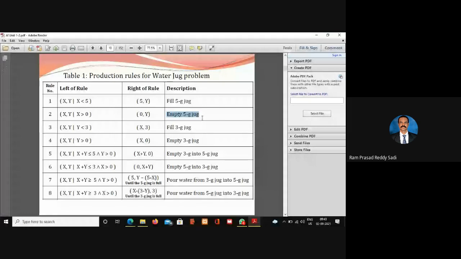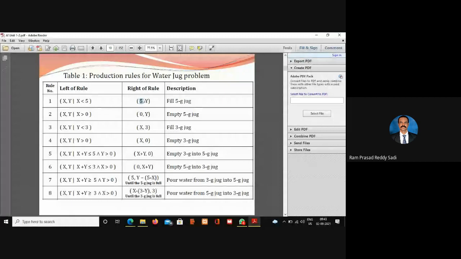So what is the left side part of the rule? X comma y and x greater than. Look at this, x comma y. You have to understand these rules. This is important for the production system. X comma y and x is less than 5. You are trying to fill the jug to its complete level. That means you are making it 5.